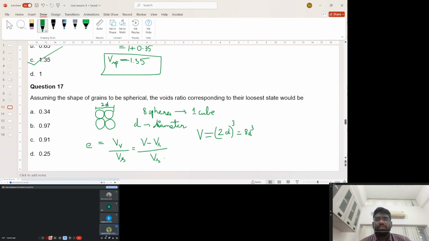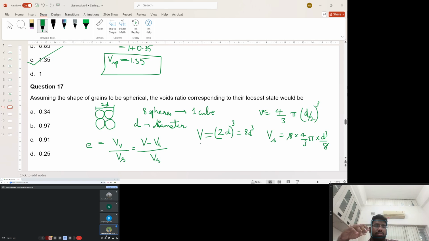Now the next thing we need to find is the volume of solids. In total we have 8 spheres, and the volume of each sphere is 4 by 3 pi (d by 2) cubed. So small v is 8 into 4 by 3 pi d cubed by 8, so you can cancel this.